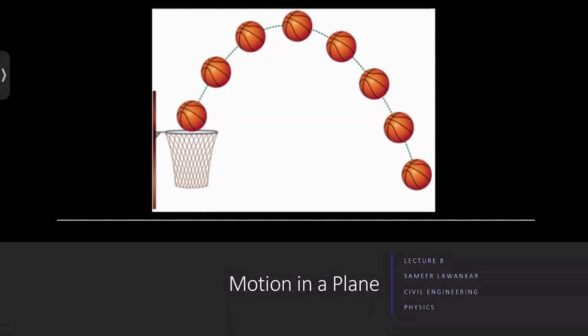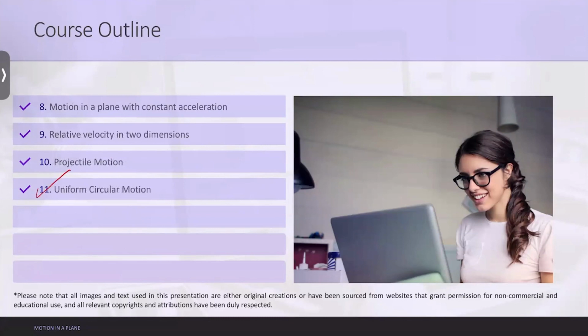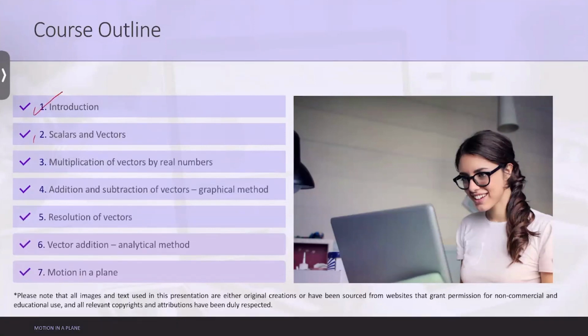I'm Samir Lawankar. Let's begin our discussion about lecture 8 for motion in a plane. Right now we're on the 11th topic, that is uniform circular motion. We started with the introduction, then scalars and vectors, as in the difference between scalars and vectors. Then next thing which we understood was multiplication of vectors by real numbers, which was one of the properties for vectors.